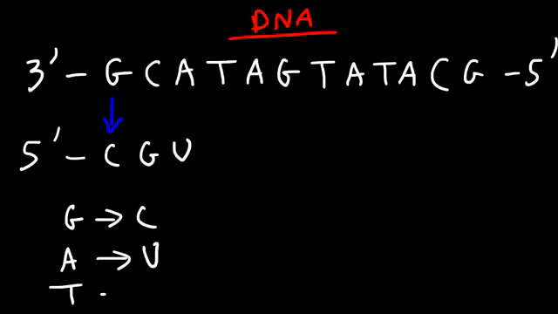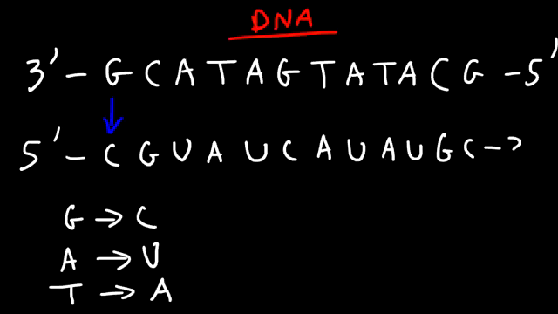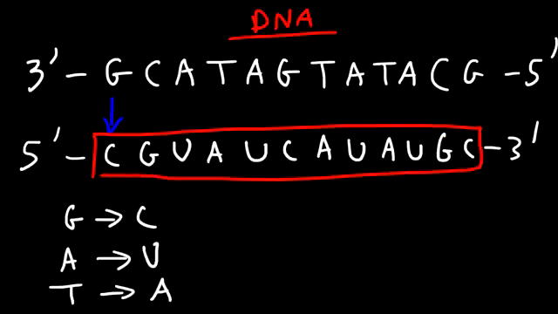But T in DNA corresponds to A in RNA. And so if we continue, everything else is going to be U, C, A, U, A, U, G, C. And so this is the mRNA strand that corresponds to the nucleotide sequence in DNA listed above.